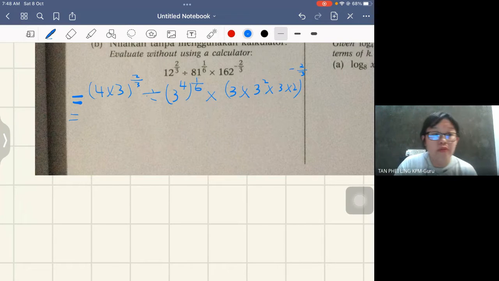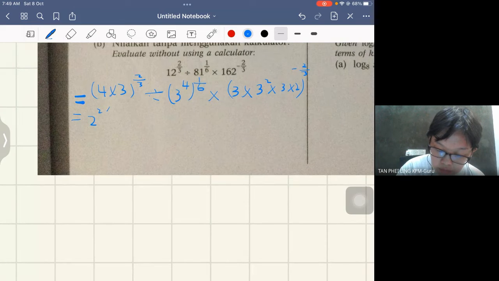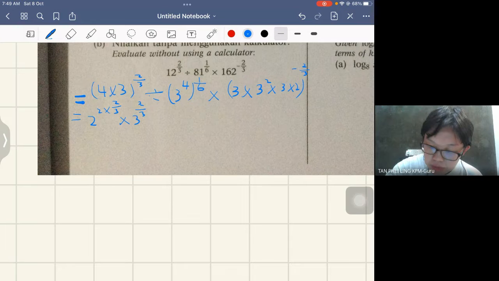Then we move on to 4, which also can be 2. So now I have some idea that I have to make it to 2 and 3, then combine them. So let's say make it here 2 power 2. 2 power 2 also has to multiply with 2 over 3, and then times 3 also has to multiply with 2 over 3. Is it okay?